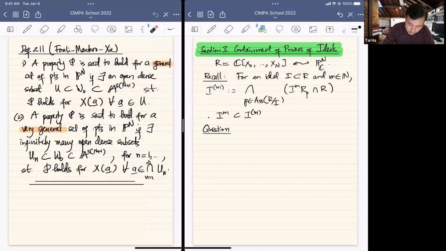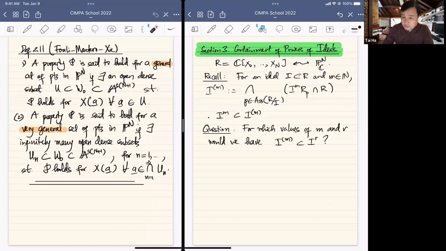So the natural question is: for which values of m and r would we have the other containment, I to the symbolic m contained inside I to the r? This is very much related to the study of different topologies, or I-adic topologies, and also very closely connected to the Briançon-Skoda theorem. There's a very well-celebrated theorem. So let me state the theorem.